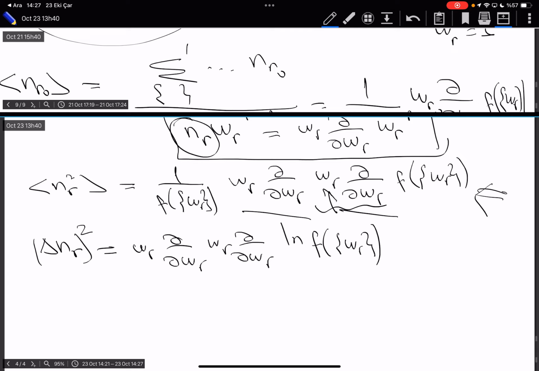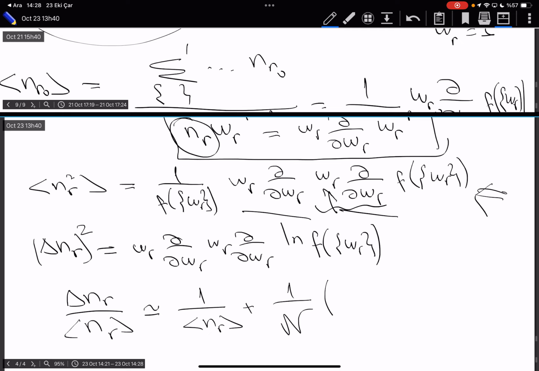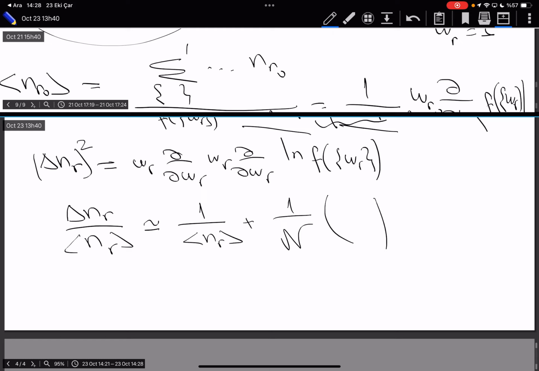We have already determined our function f. We know its dependence on x0. You have to take all the derivatives. And this delta nr over nr turns out to be proportional to 1 over nr plus terms of the order of 1 over n. Now, what does this mean? When you set n goes to infinity, this goes to 0. But when you set n goes to infinity, all these nr's also go to infinity.